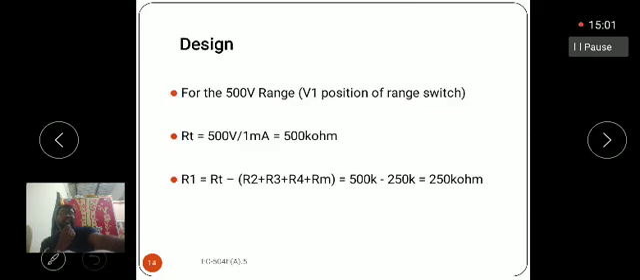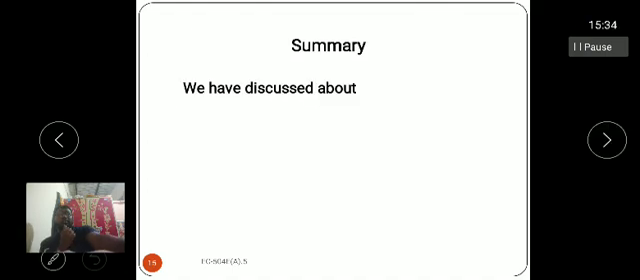And the last one is the 500 volts range, that means the V1 position, the first one. Then the resistors are connected in series. RT is equal to 500 volts by the current of 1 milliamp, which is 500 kilo ohms. Then R1 is equal to RT minus (R2 plus R3 plus R4 plus Rm), and we get 250 kilo ohms. In this way we calculated the multi-range resistors in the voltmeter.